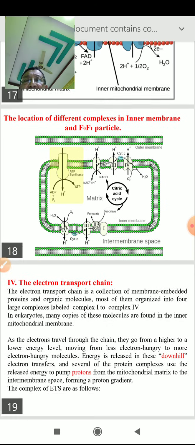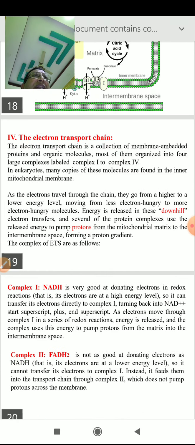The electron transport chain is a collection of membrane-embedded proteins and organic molecules. Most of them are organized into 4 large complexes, labeled complex 1 to complex 4. In eukaryotes, many copies of these molecules are found in the inner mitochondrial membranes. As the electrons travel through the chain, you see hydrogens are already generated during glycolysis, pyruvic oxidation, and the Krebs cycle. Now these nascent hydrogens will be broken down into hydrogen protons and electrons.